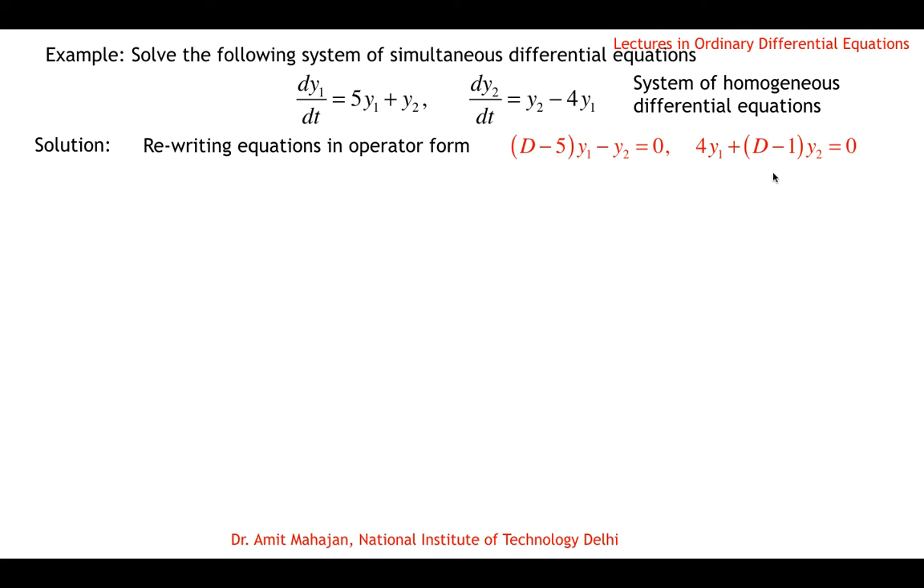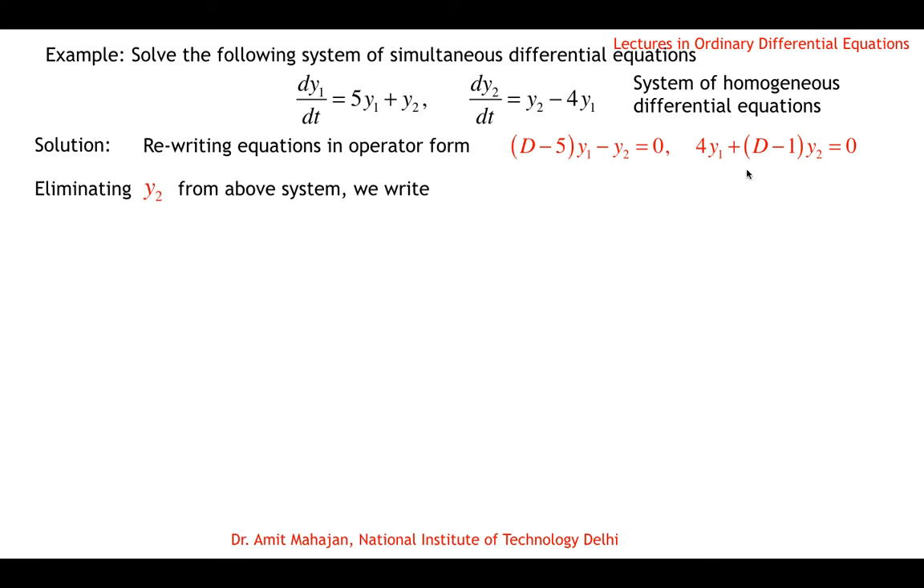Now to solve this system, we can eliminate one of the variables, either y1 or y2. Say we eliminate y2 from these two equations. To do that, we have to operate on this first equation with D minus 1, so that the second term becomes minus of (D minus 1) on y2, and this is plus of (D minus 1) on y2. So if we add these two equations, this y2 term will get eliminated.